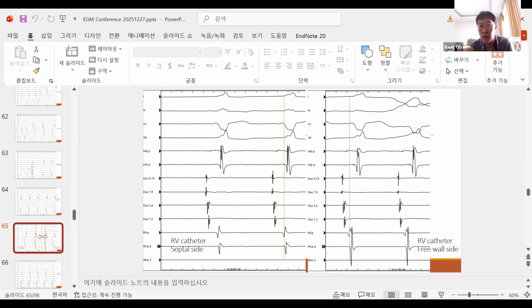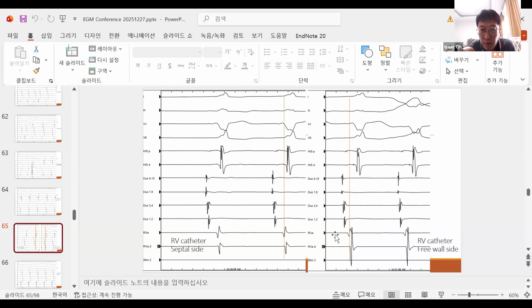So when we moved the RV catheter to the relatively free wall side, the signal shows a little bit earlier than the His. And when we put the RV catheter in a relatively septal position, it is relatively on time with the His. That means the bypass tract is relatively on the free wall side, with early conduction to the RV catheter. So you drew the line in both, yes. Which one is the reference side? Because it was not drawn from the beginning of the QRS. What is the right reference point?